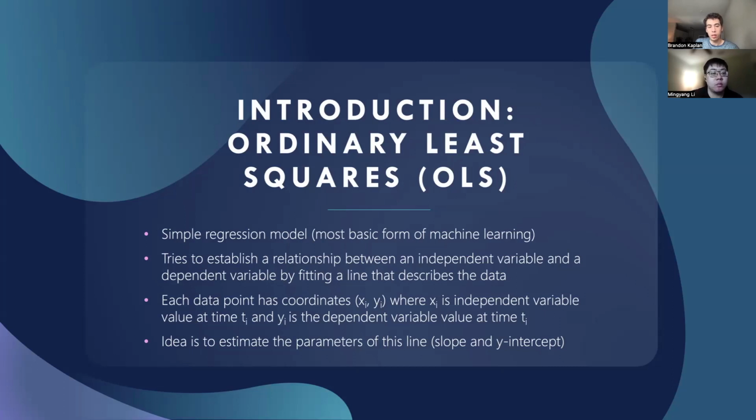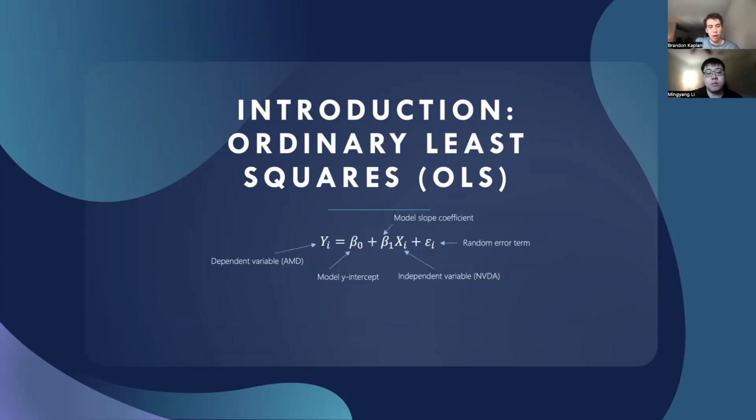Each data point that the line will try to fit has coordinates xi, yi, where xi is the independent variable value at time ti, and yi is the dependent variable at time ti. The idea is to estimate the parameters of this line. With just one independent variable, that's just the slope of that independent variable and the y-intercept. We'll see here how that looks in terms of an equation. It's similar to the line y equals mx plus b, where beta naught is that b and m is beta 1.